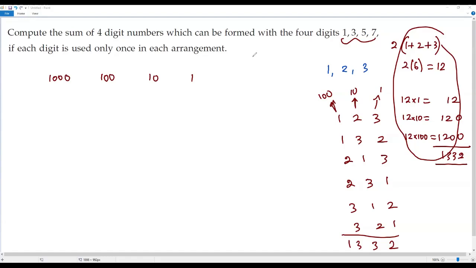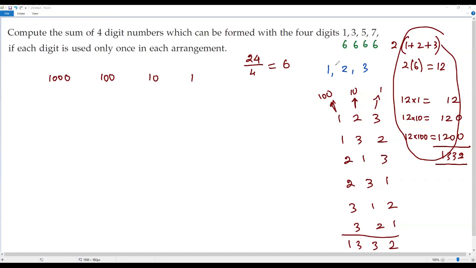For that, we have to divide the total number of numbers formed, 24, by the number of digits given, that is 4, which equals 6. Each digit is repeated 6 times. That is, 1 is repeated 6 times, 3 is repeated 6 times, 5 is repeated 6 times, 7 is repeated 6 times. When we add them, we get 24.